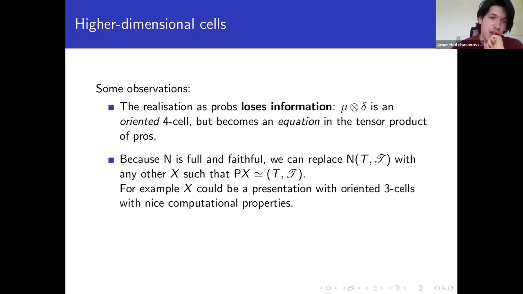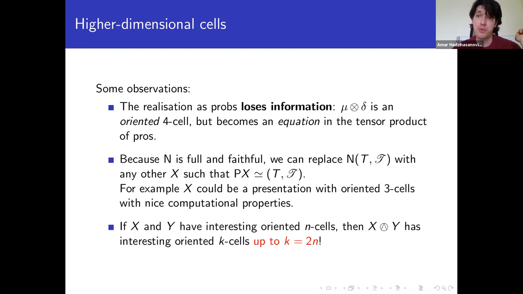Because this embedding of props into diagrammatic sets is full and faithful, instead of taking the nerve of a prop, we can have a diagrammatic presentation, a diagrammatic set that presents a prop, to the left adjoint of this functor. So, for example, in computing this tensor product, we can replace N of a prop with a presentation. For example, we can work with a presentation that has oriented 3-cells and has nice computational properties, like a convergent presentation of a theory. And if these presentations have interesting oriented n-cells, then the smash product will have interesting oriented k-cells up to 2n. So it has a lot of high dimensional information.